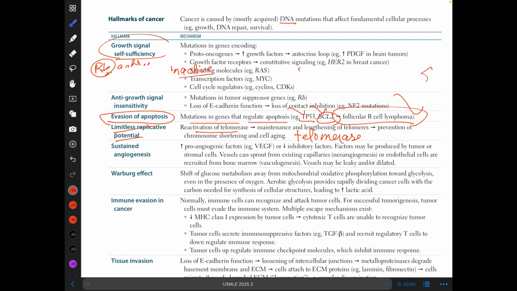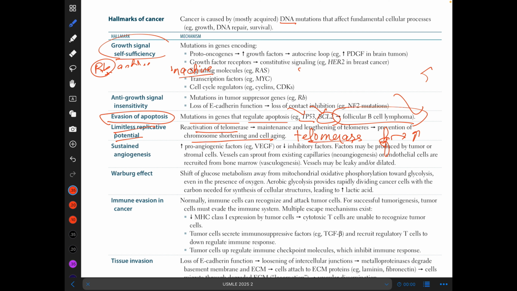Telomeres are responsible for maintenance, and lengthening of telomeres is beneficial for the cell's dividing. The longer the telomeres are, the more the cell can divide. The shortening of telomeres leaves the cell unable to divide more. So it is just like aging.